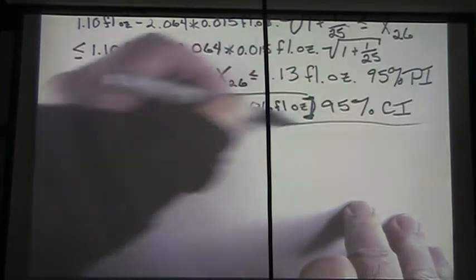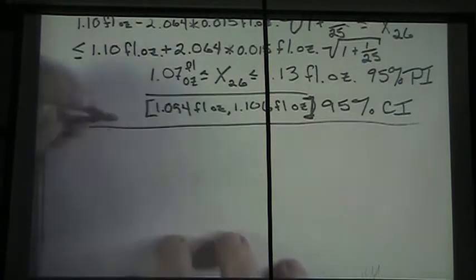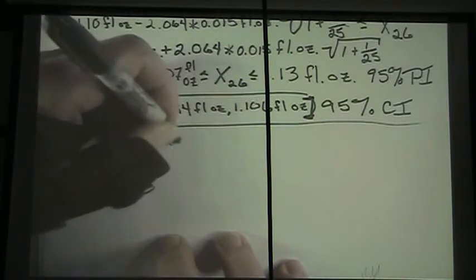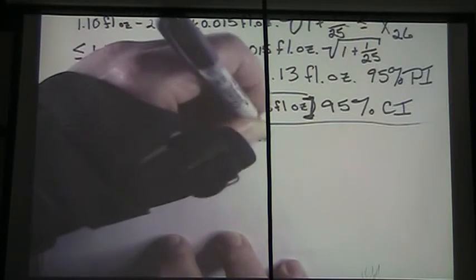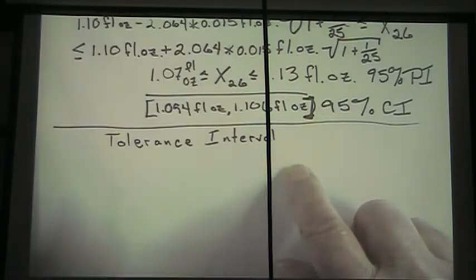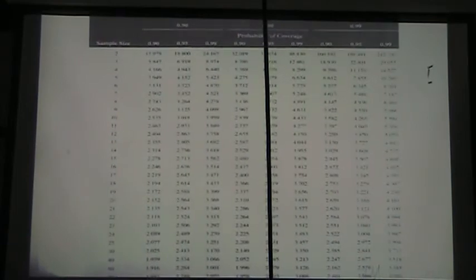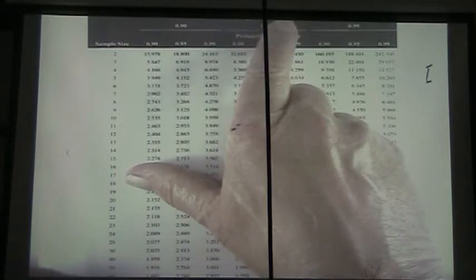Now, we are going to calculate the tolerance interval. Well, I tell you what, first let's look at what the table looks like. Okay, so you have two tables. There's table 12, which is for two-sided intervals.